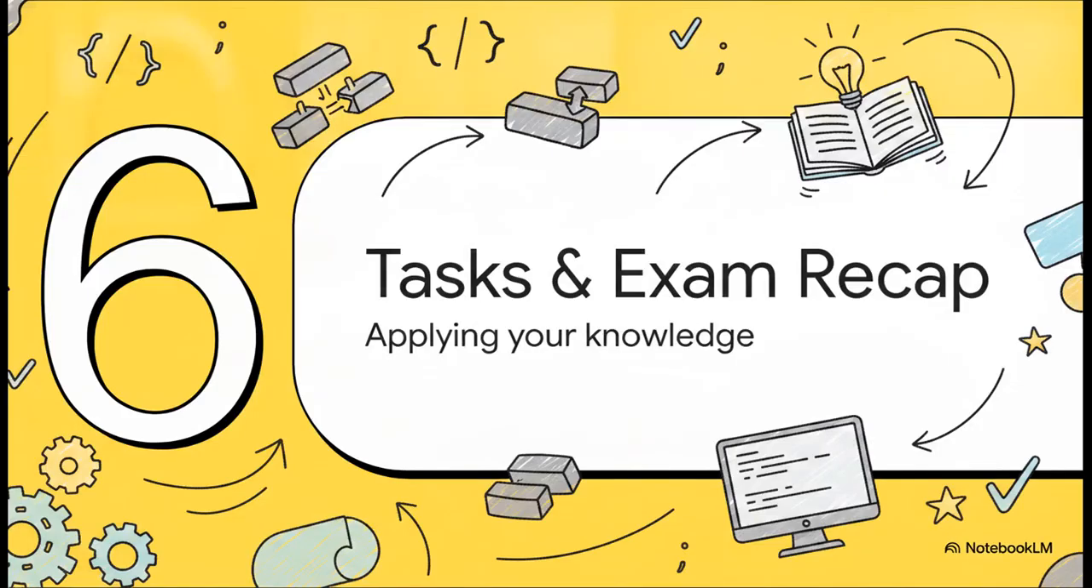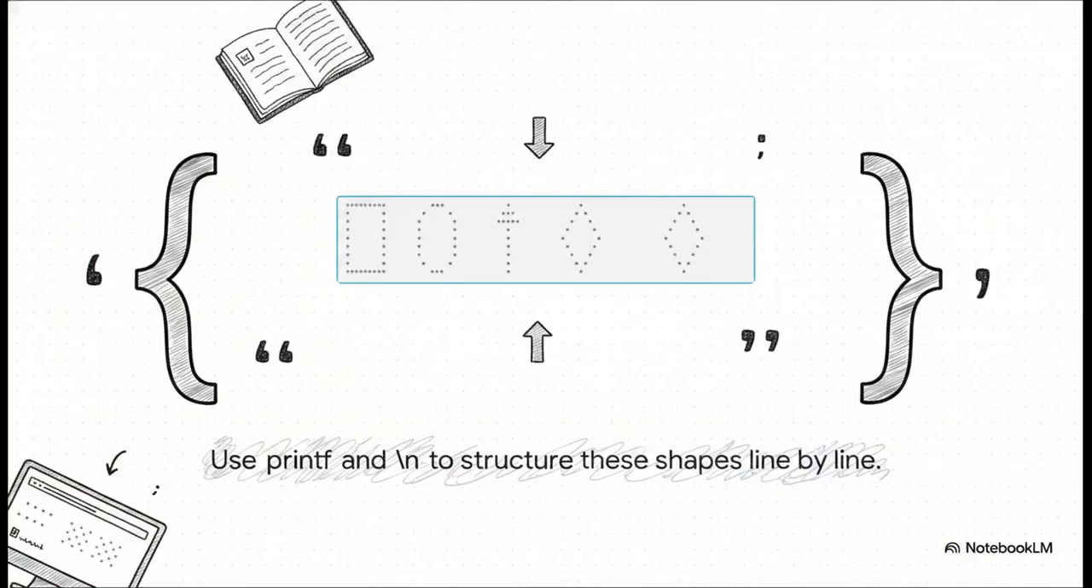And finally, Section 6, Tasks and Exam Recap. Let's bring all of these concepts together and see how they solve your assigned lecture tasks. Take task number 3. You're asked to print specific ASCII art shapes using asterisks. This is basically a direct test of your formatting skills. You'll need to creatively use the printf function along with that new line escape sequence \n to structure these stars line by line on your output screen. It sounds basic, but honestly, it perfectly locks in your understanding of the essential output commands and statement structures we just covered.